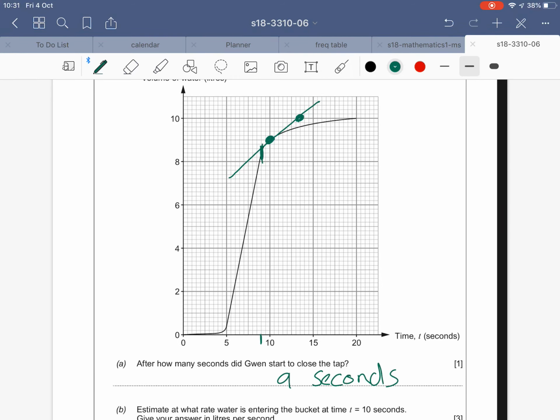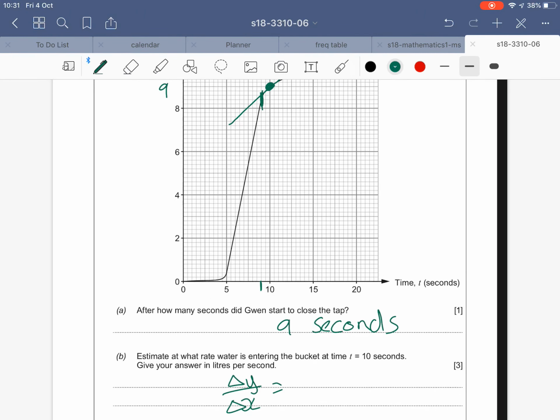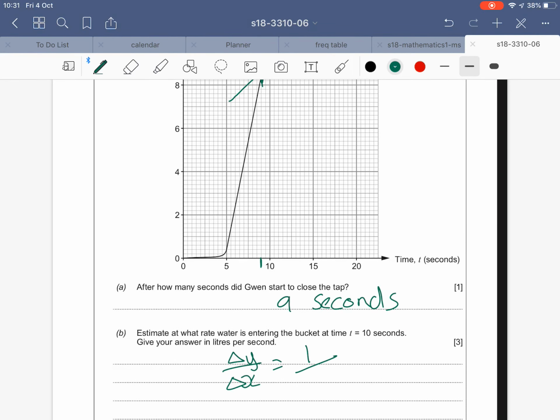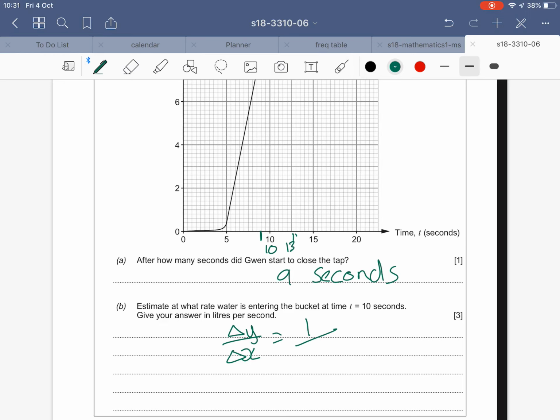So I'm going to read across, that's going to be 10. I think that's directly on 9 there. So my change in y, the difference between 9 and 10, is 1. And let's see my difference in x's. We've definitely got 10, and I think that's about 13, maybe-ish. If you get a slightly different value, that's fine. So not 1 over 13. What am I doing? The difference between 10 and 13 is 3. So that's 0.3 recurring.